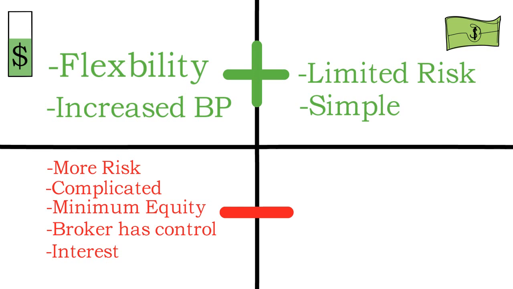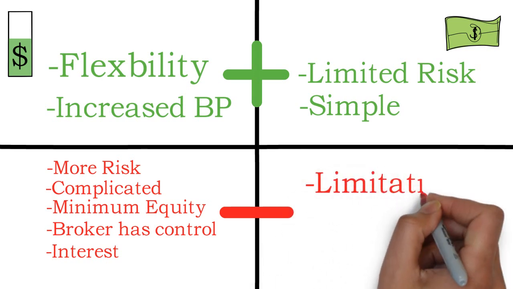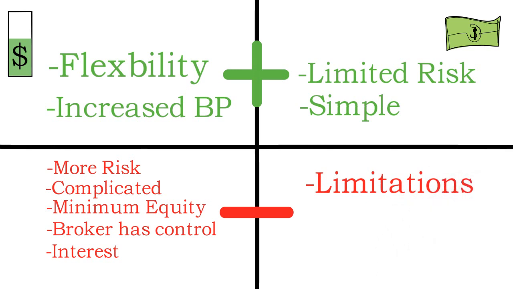Now let us move on to the disadvantages of cash accounts. The first disadvantage is that there are quite some limitations in cash accounts. Apart from some simple buying strategies, you can't really do that much in a cash account. For instance, you can't short sell and you can't trade any advanced option strategies. And in my opinion, this is a pretty big disadvantage.